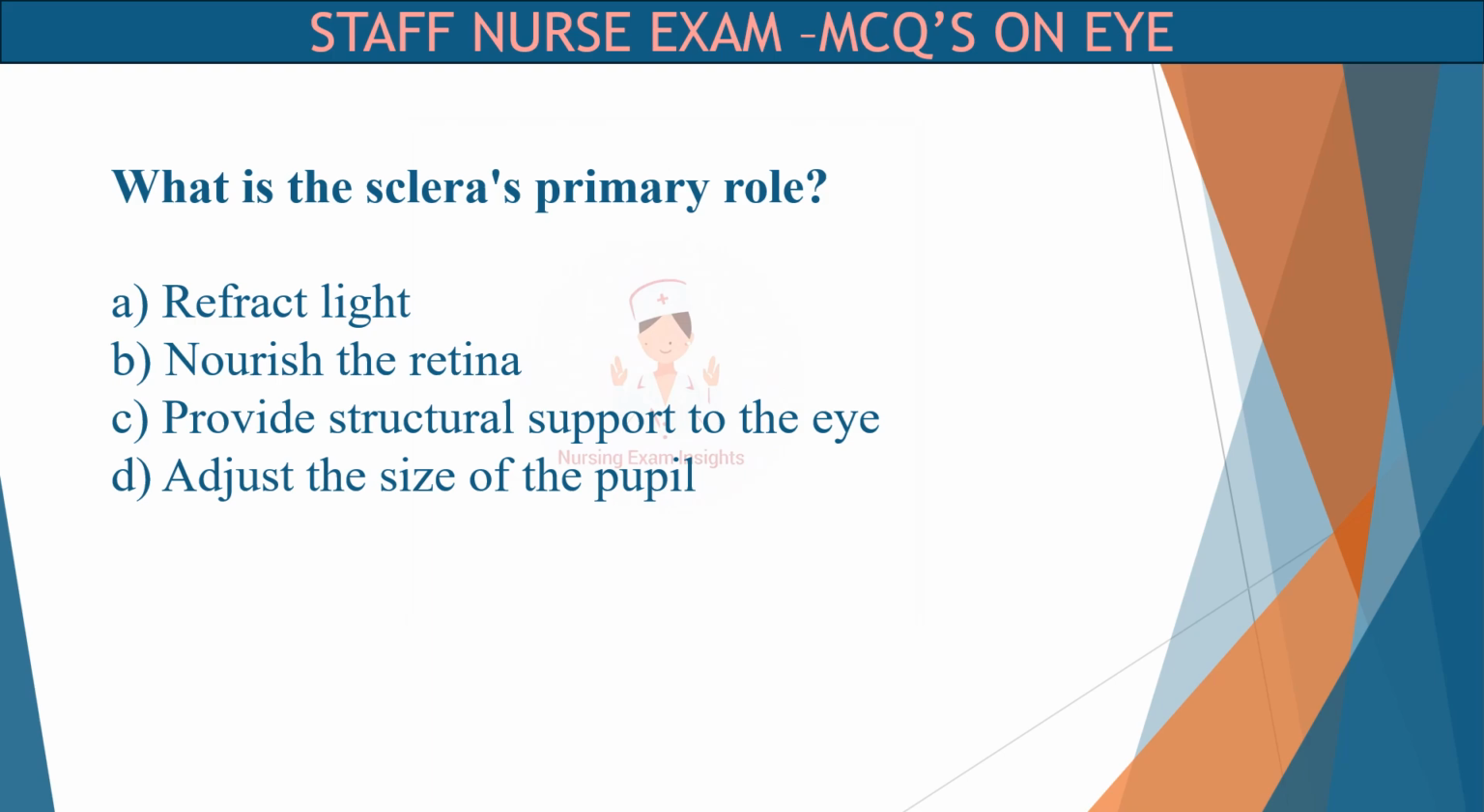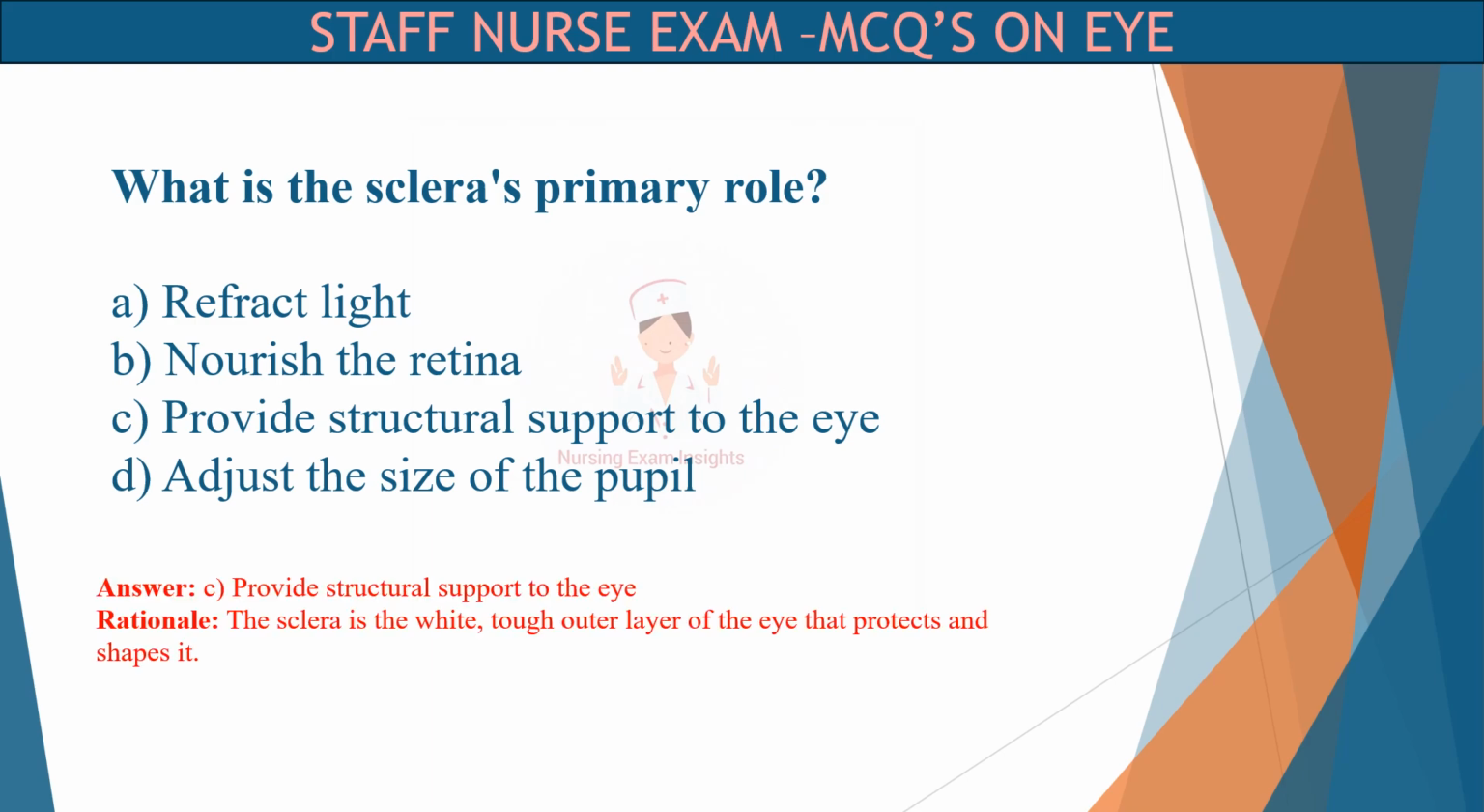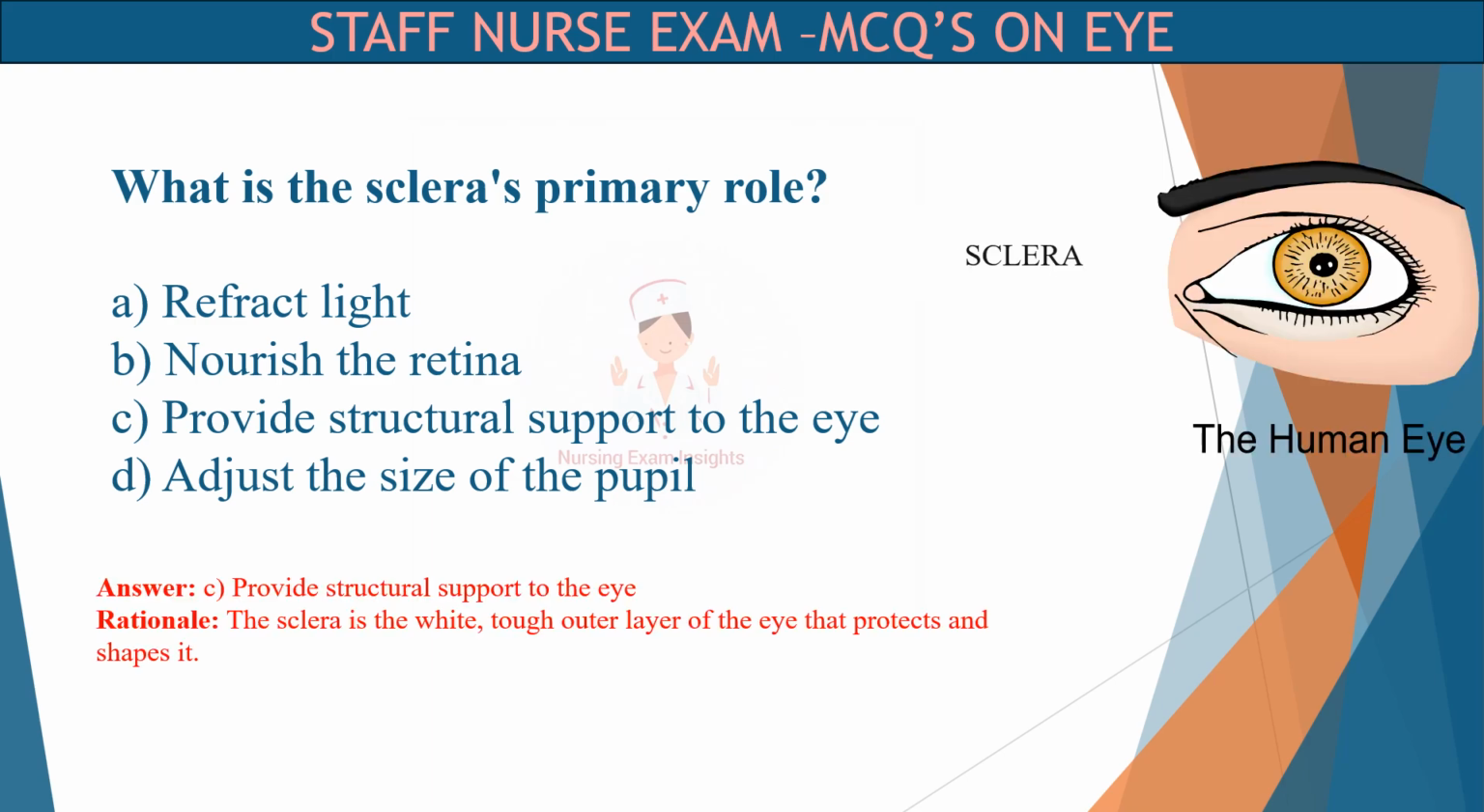What is the sclera's primary role? A. Refract light, B. Nourish the retina, C. Provide structural support to the eye, D. Adjust the size of the pupil. The right answer is C. Provide structural support to the eye. Sclera is the white, tough outer layer of the eye that protects and shapes it.